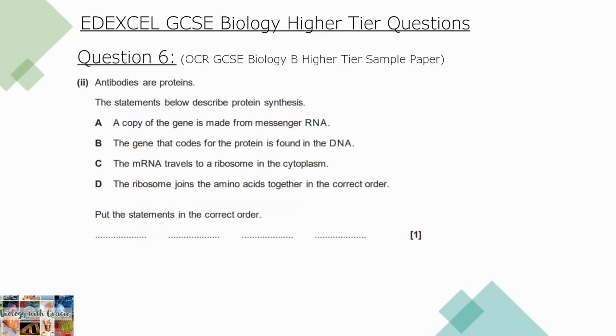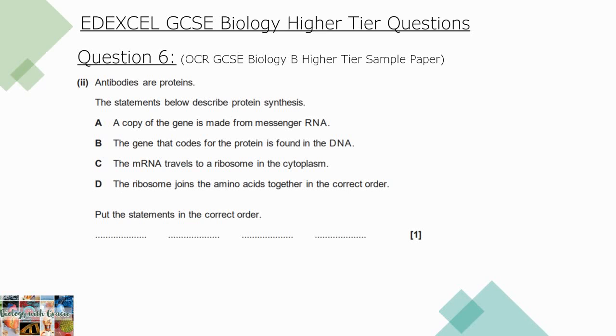Question 6, which is from OCR GCSE Biology B higher tier sample paper. Antibodies are proteins. The statements below describe protein synthesis. A, a copy of the gene is made from messenger RNA. B, the gene that codes for the protein is found in the DNA. C, the mRNA travels to a ribosome in the cytoplasm. D, the ribosome joins the amino acids together in the correct order. And then it says put the statements in the correct order.